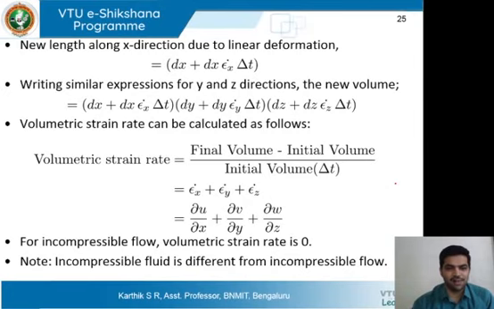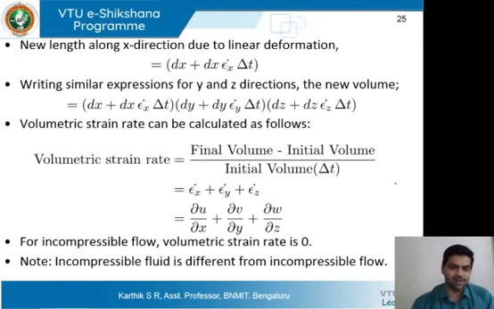Now if you consider the volumetric strain rate, as demonstrated on this slide, it is given by the final volume minus initial volume divided by the initial volume into the change in time. So you see that you get it as dou u by dou x plus dou v by dou y plus dou w by dou z, which is the summation of linear strain rates. Now for an incompressible flow situation, the volumetric strain rate is 0. So the summation of these three partial differentials will be 0.